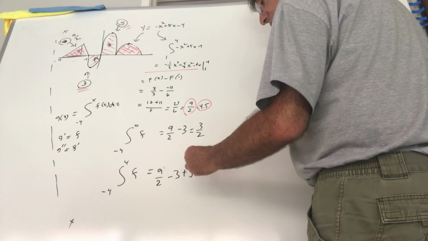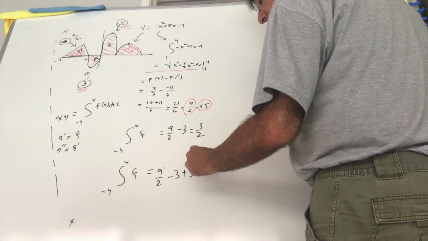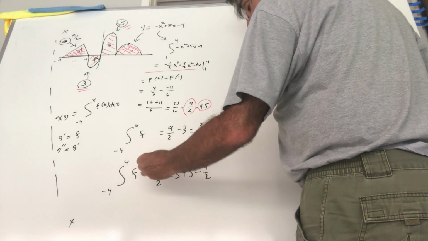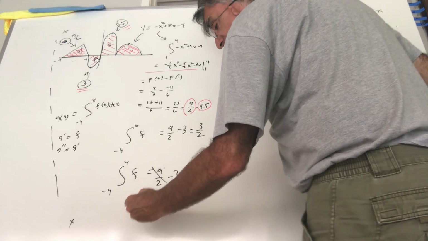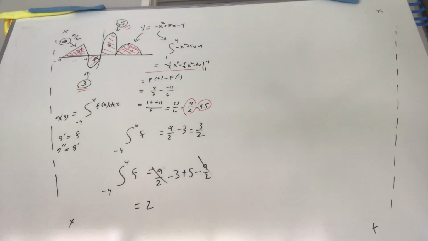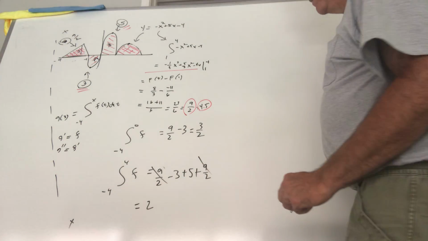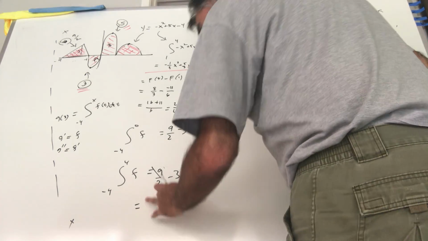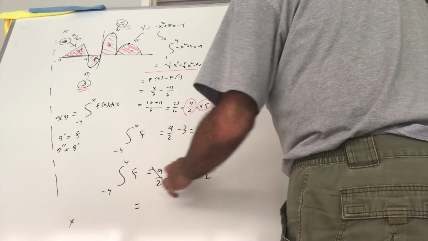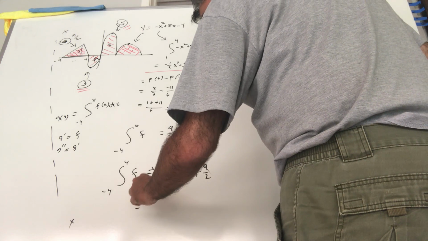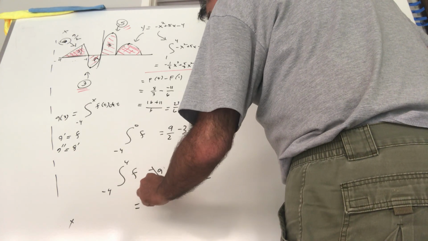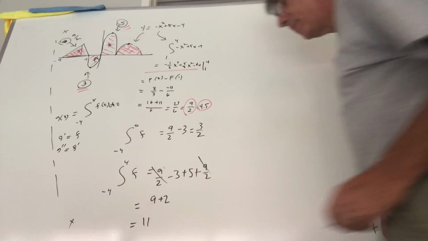Minus 9 halves. Do the 9/2 cancel and you just get 2? That's surprising. That doesn't seem right to me. What did I do wrong? Oh, because you're not subtracting the 9/2. We're adding the 9/2. Okay, so we have 9/2 plus 9/2, which is 9, plus 2 is 11. There we go.